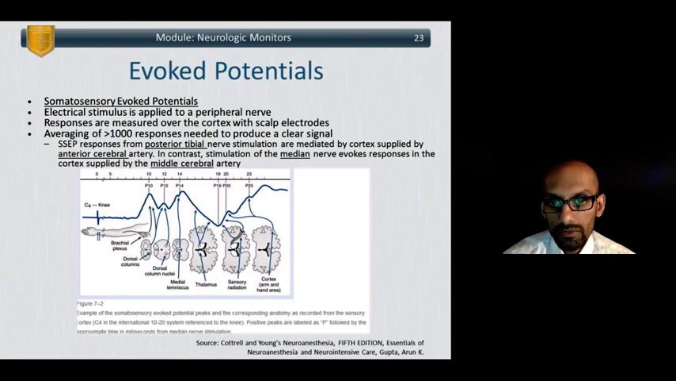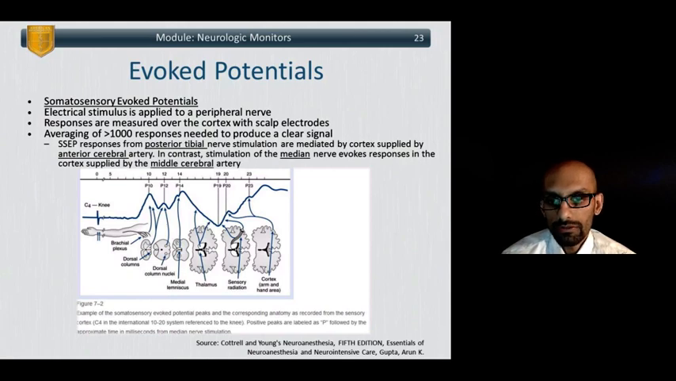So SSEP responses from posterior tibial nerve stimulation, for example, are mediated by the cortex supplied by the anterior cerebral artery. This is an example of what you might need to focus on for the exam, because they can ask you about the basics of SSEPs, but they might put it in a very functional way. For example, if someone's presenting for an ACOM aneurysm clipping, they might ask, where in the body is evoked potential monitoring most critical? And you would identify that the lower extremities are the most critical, because the lower extremities identify the territory that the ACOM aneurysm feeds in the cerebral cortex.